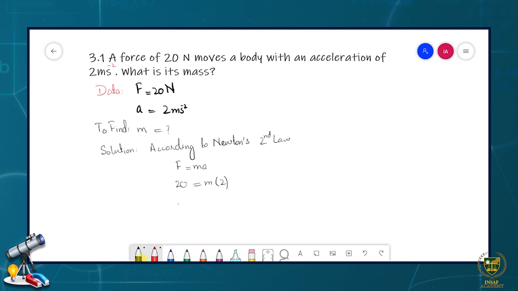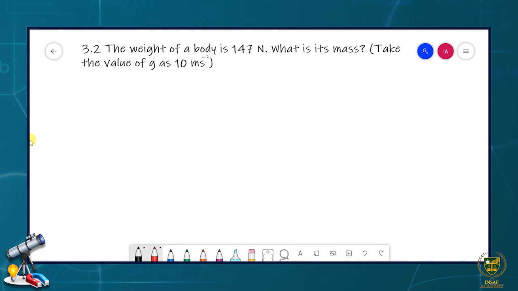सो वी कैन राइट हेयर दैट m is equals to 20 divided by 2. Now 2 1s are 2 and 2 10s are 20. So the mass m is 10 kilogram. So this is the mass of the body, which is 10 kilogram. Clear? Numerical number 3.2. The weight of a body is 147 Newton.